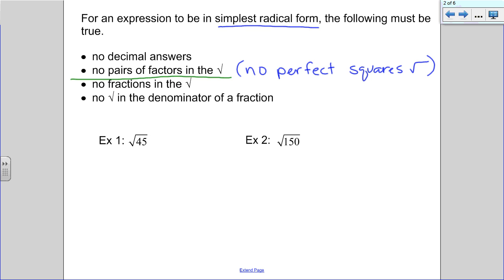Someone give me an example of a perfect square. Julia? A 9. Now why did you choose 9? Because it's a perfect square, but how do we know 9 is a perfect square? What about 9 tells us it's a perfect square, Matt? Yeah. 9 is 3 times 3. We did 3 times 3 to get 9. 81 is a perfect square because you can do 9 times 9.